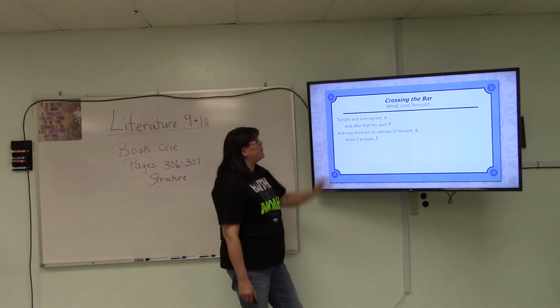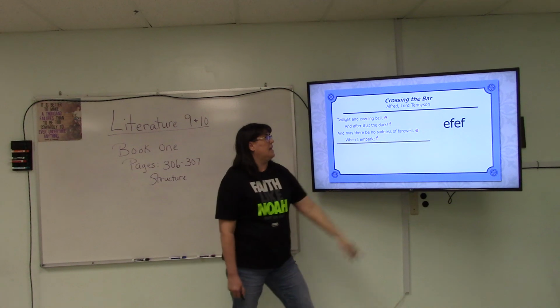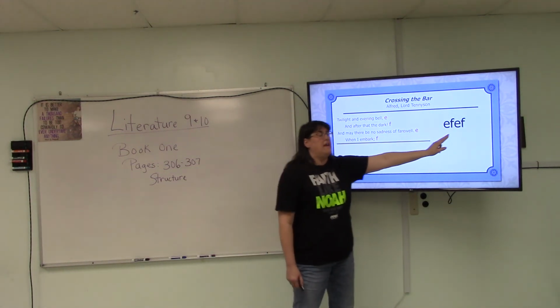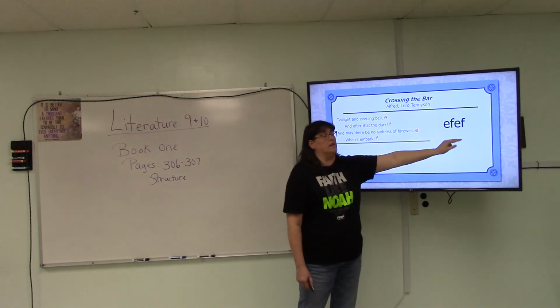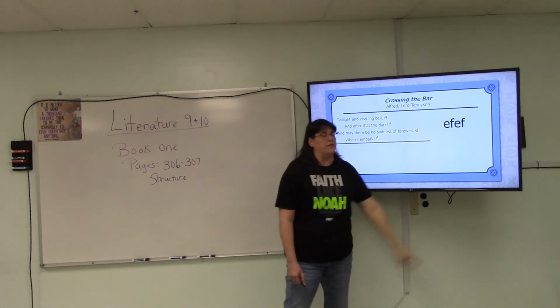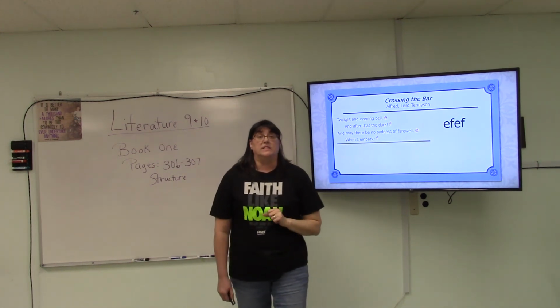And so here we have the third stanza. What is the rhyme scheme? E, F, E, F. Meaning the first line of this stanza and the third line are going to rhyme, and the second and the fourth lines are going to rhyme. But they get their own letters because they're in a different stanza.